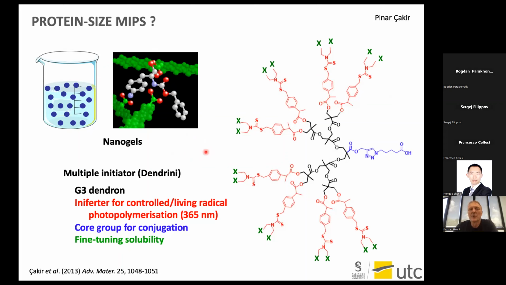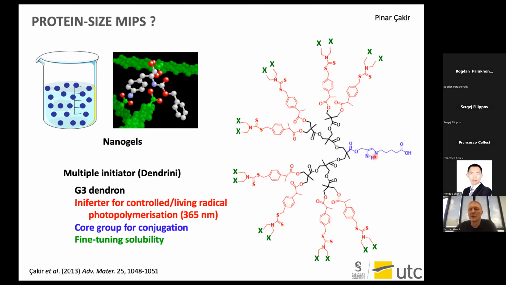Now, one possibility is to say, okay, if we only have a few polymer chains, what we should do is at least make sure that they are close together, close to each other, in order to have a higher local density of polymer chains, in order to have a network that can be molecularly imprinted. And we made a lot of effort. We synthesized a dendritic polymerization initiator, which is a generation 3 dendron in this case here. And on each of the arms of the dendron, we attached a polymerization initiator. So in that way, each of the arms can actually initiate one polymer chain.